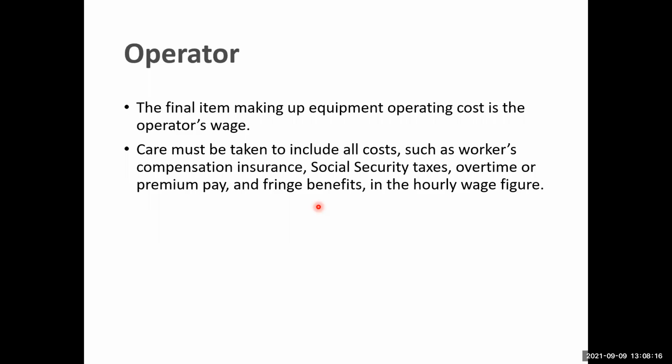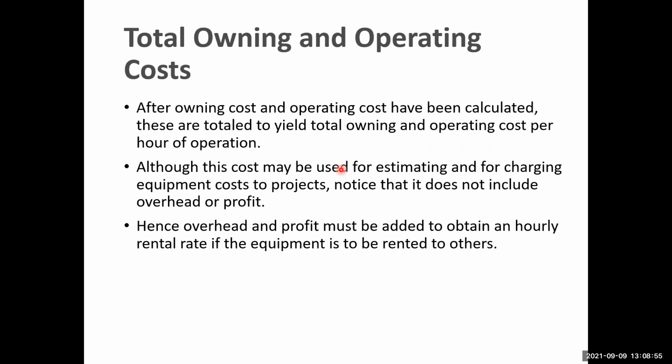Then in addition, we have the operator cost. The final item making up the equipment operating cost is the operator's wages. Care must be taken to include all costs such as workers' compensation insurance, social security taxes, overtime or premium pay, and fringe benefits in the hourly wage figure. So whatever the wage is, for example $20 per hour or $25 per hour, that amount should include all those benefits which are given to the operator. That should also be included.